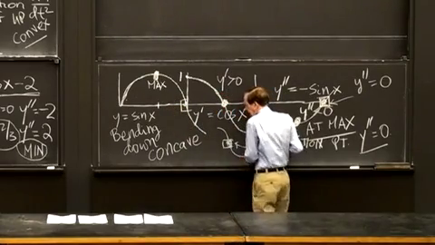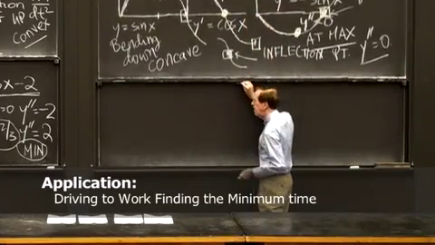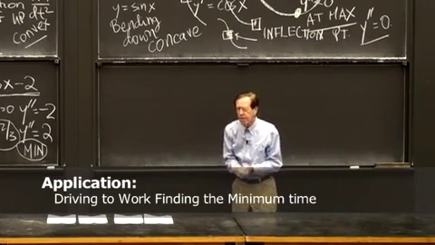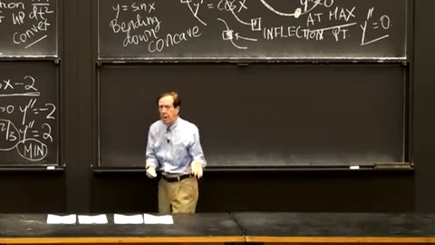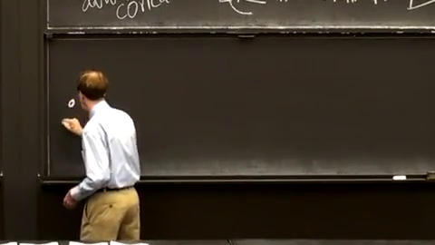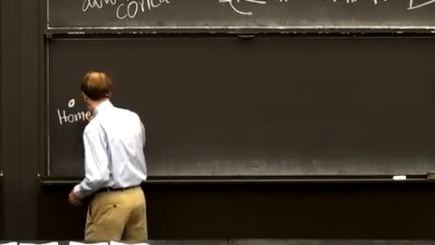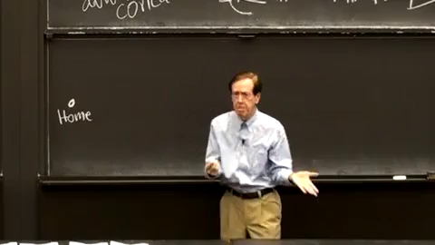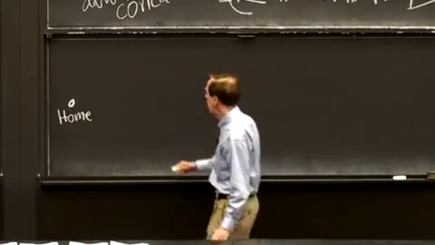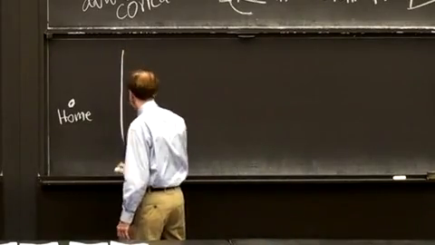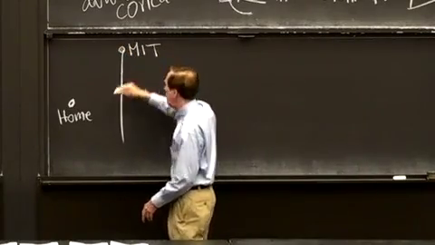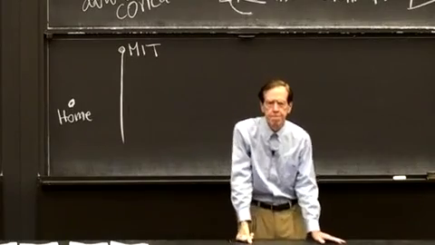Now let me tell you the problem, because this is how math really comes. Let me tell you the problem, and let's create the function. Okay, so it's the problem I face this morning and every morning. I live here, so here's home. And there is the Mass Pike, the fast road to MIT. So let me put in the Mass Pike here. And let's say that's MIT. And I'm trying to get there as fast as possible.